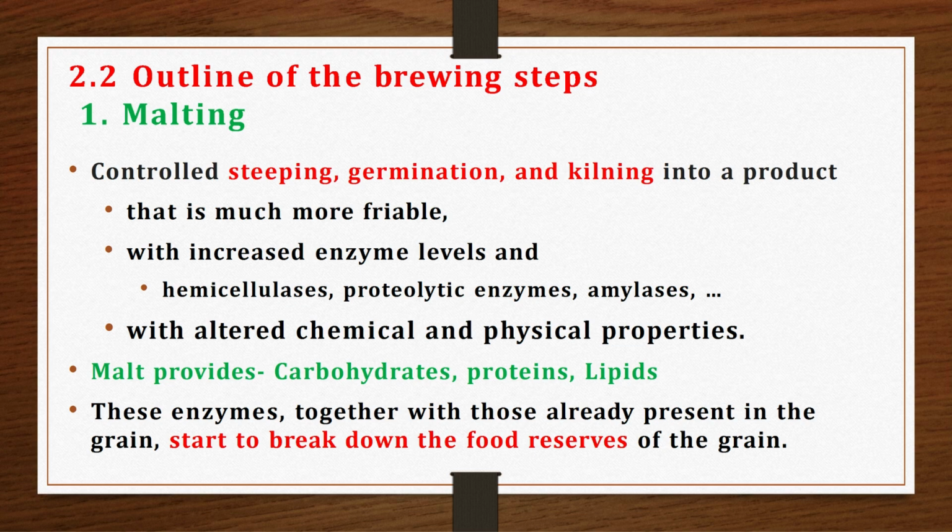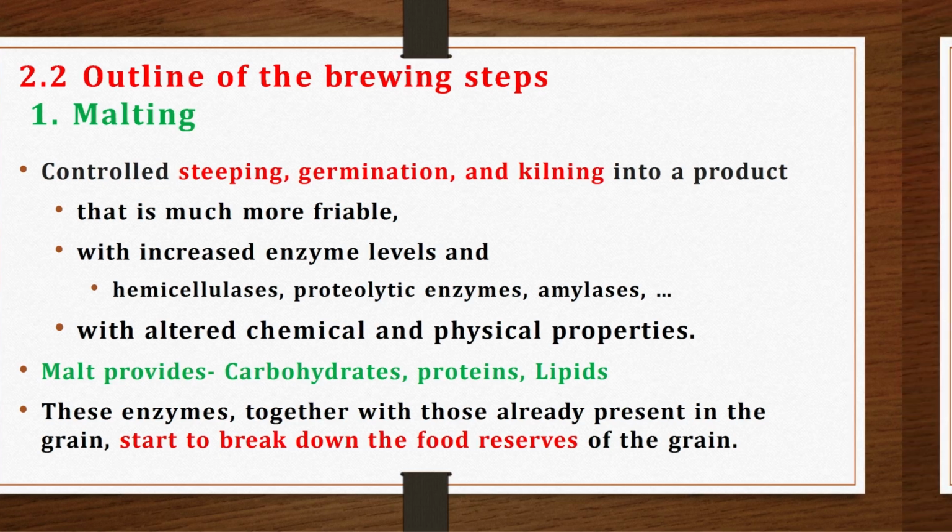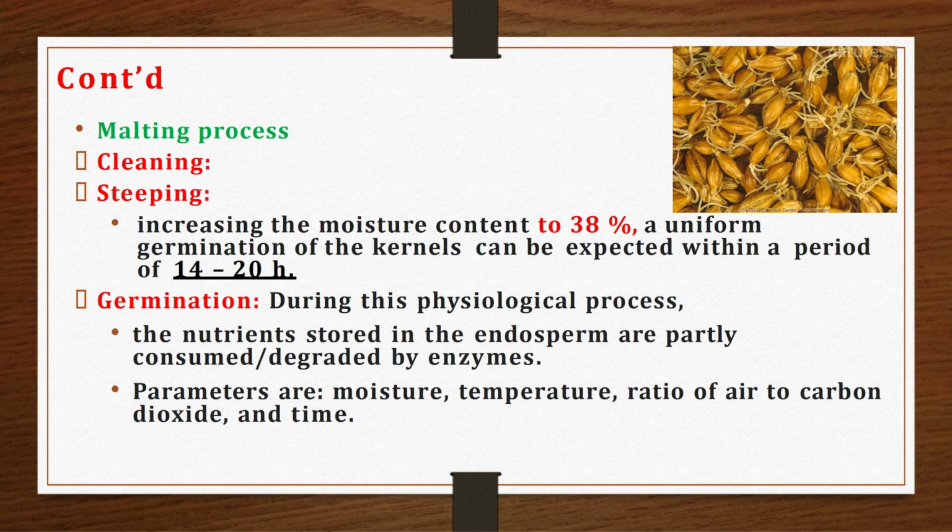Malting. This is a process of controlled steeping, germination, and killing that transforms the barley into a product that is much more friable, with increased enzyme levels like hemicellulases, proteolytic enzymes, and amylases, and with altered chemical and physical properties. Malt provides carbohydrates, proteins, and lipids. These new enzymes, together with those already present in the grain, start to break down the food reserves of the grain. Let's look at the malting process in more detail.